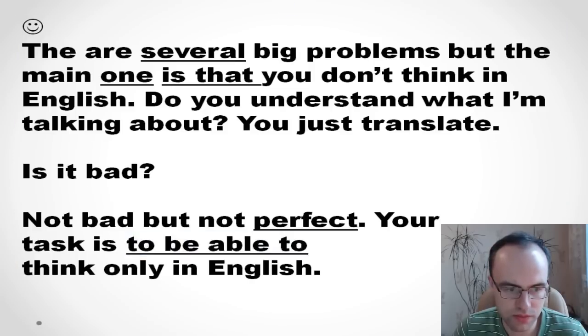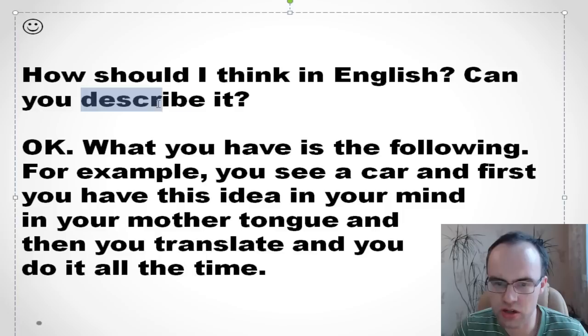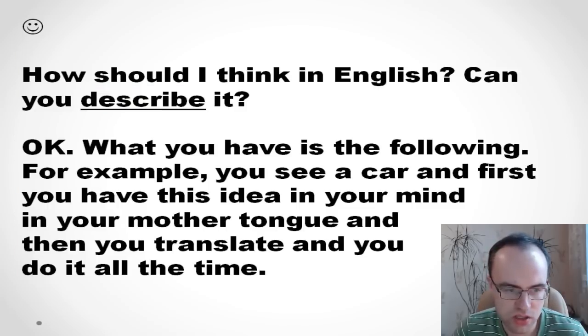Okay, good. How should I think in English? Can you describe it? It means actually, how does it happen? Okay. So what you have is the following. So you have this thing, yeah? So for example, you see a car and first you have this idea in your mind, in your mother tongue, so in your own language. And then you translate and you do it all the time. So first you say it in your mother tongue, you translate into English and you do it all the time. Okay? So you do it all the time.